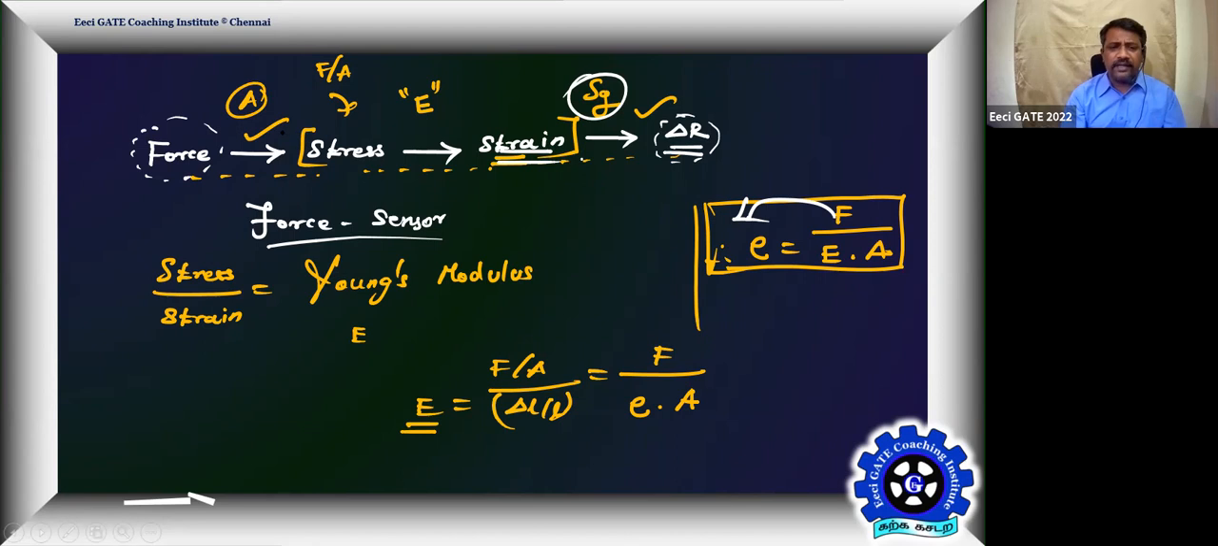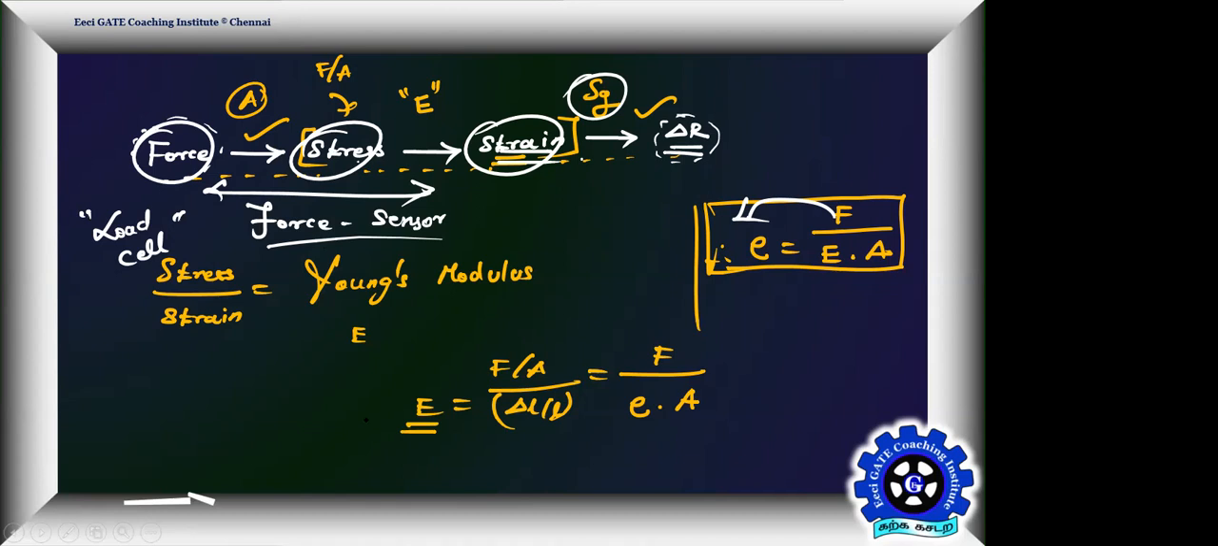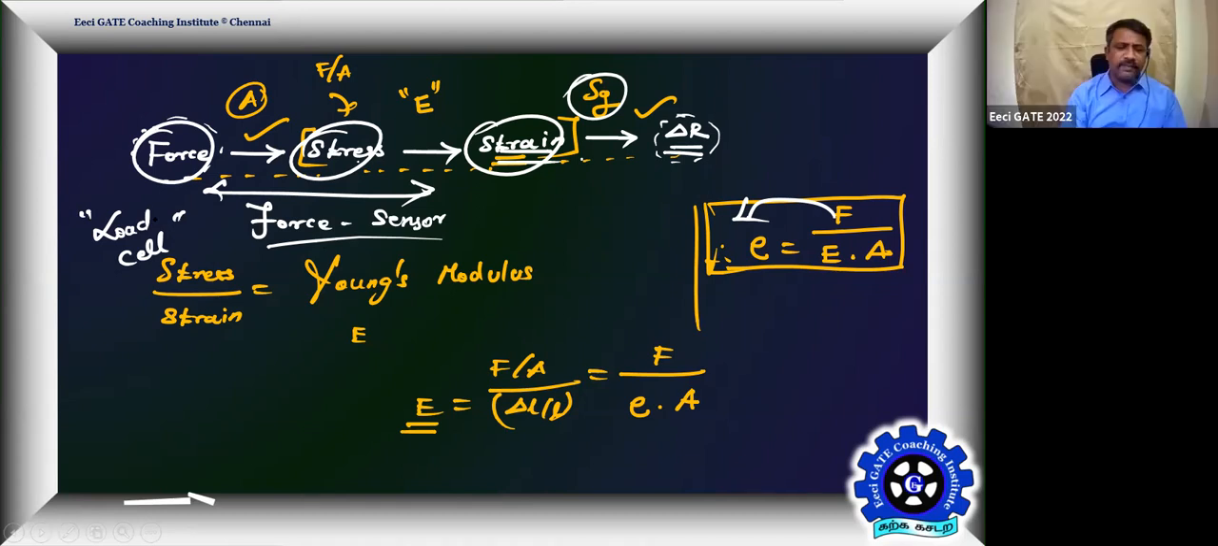Then who will convert force into stress and stress into strain? There is going to be a primary sensing element responsible for converting the force into stress and the stress into strain. That is what we technically call a load cell. Getting everyone? Yes or no? So the load cell is the primary sensor sensing the force and producing strain.